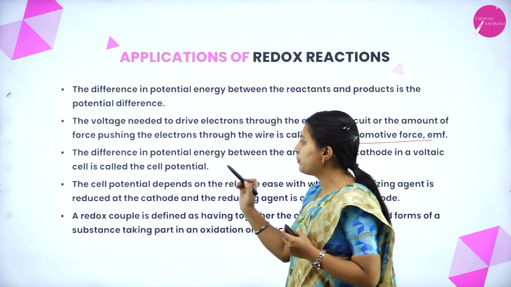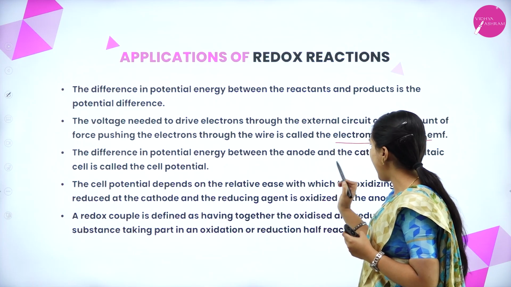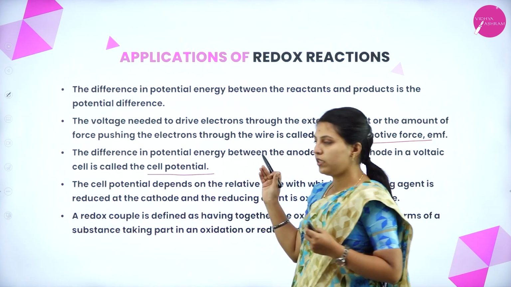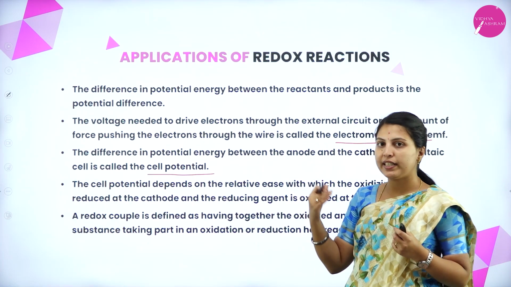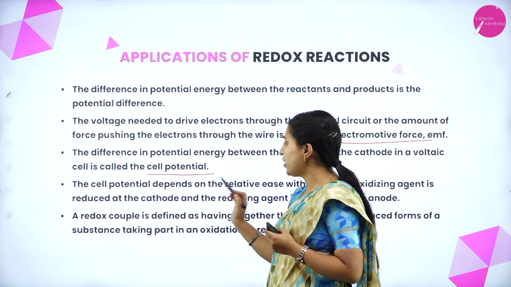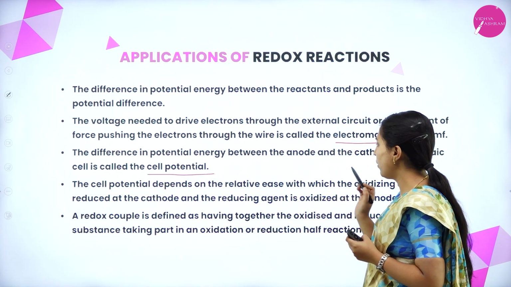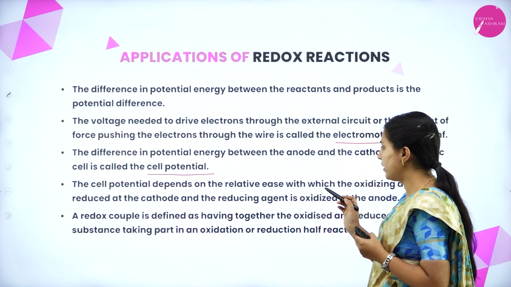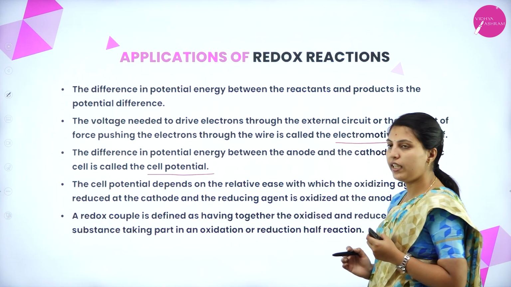Understand? The difference in potential energy between the anode and cathode in a voltaic cell is called cell potential. The cell potential depends on the relative ease with which the oxidizing agent is reduced at the cathode and the reducing agent is oxidized at the anode.